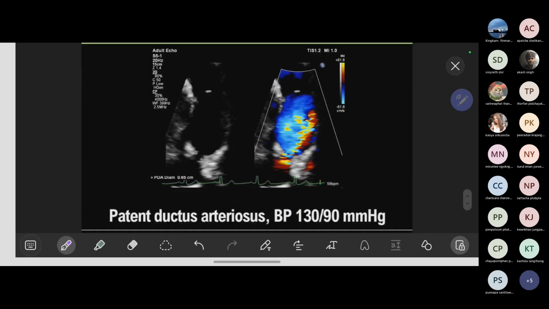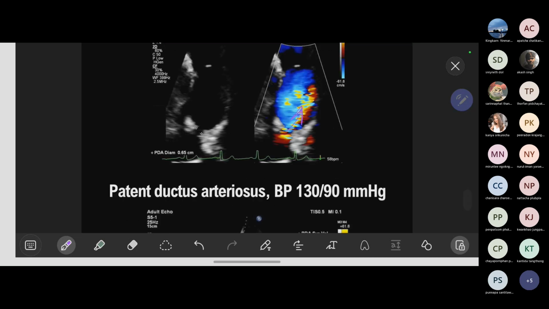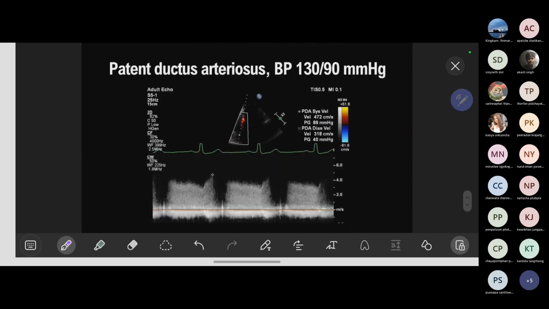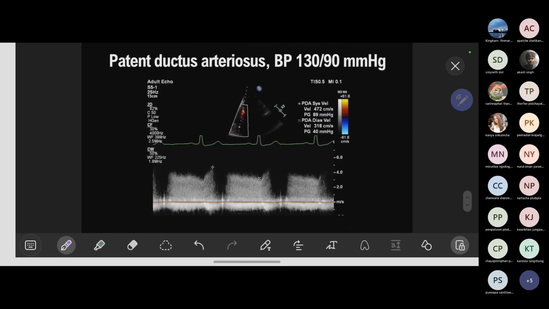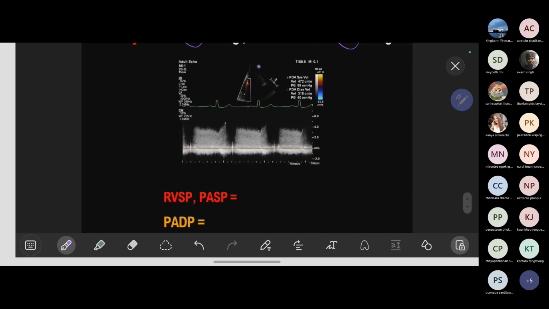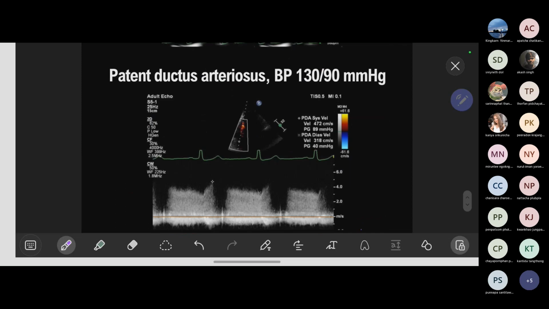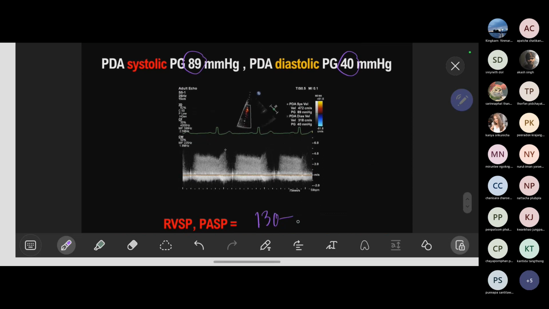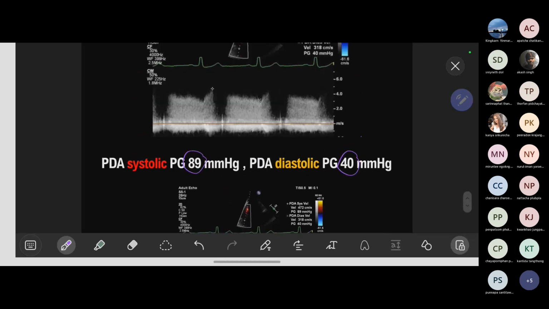Case 5. A patient with PDA, you see the PDA here, and his blood pressure is 130 over 90 millimeters of mercury, and this is the PDA flow. PDA systolic pressure gradient is 89, PDA diastolic pressure gradient is 40. So what is RVSP? 130 minus 89.